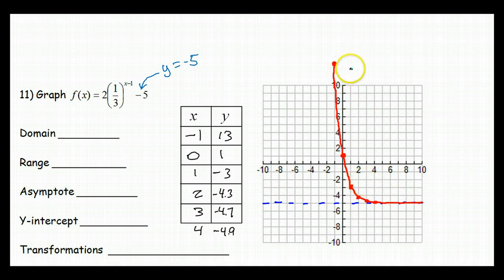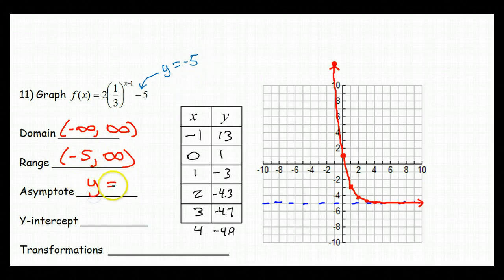Okay, so your curve should look very much like this. The domain is -infinity to +infinity. The range goes from the asymptote up, so the range will be from -5 to infinity. The asymptote we knew right away was going to be y equals -5. The y-intercept is always 0, something. In this case, it's 0, 1.